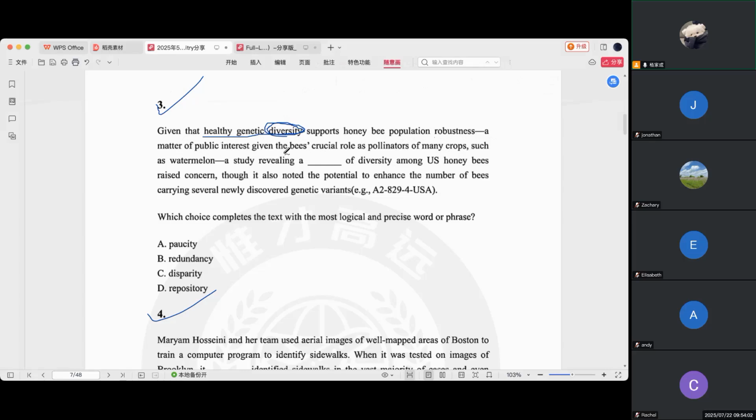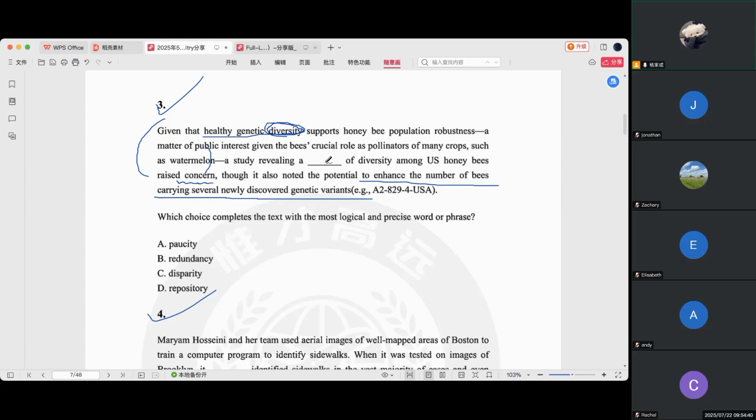So here, the first half is basically saying honeybees are very important, and in order to boost their population, the healthy genetic diversity is the key factor. So this is like the given information. And then the second half is saying that a study revealing what of diversity among U.S. honeybees raised concern. If it raised concern, then it should be a problem. And then it moves on and says, though it also noted the potential to enhance the number of bees carrying several newly discovered genetic variants.